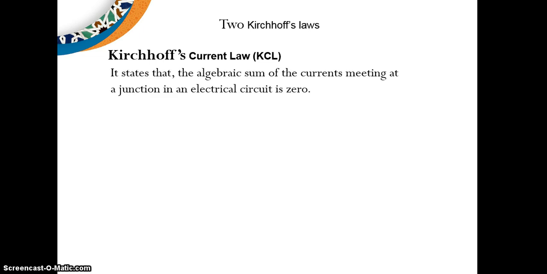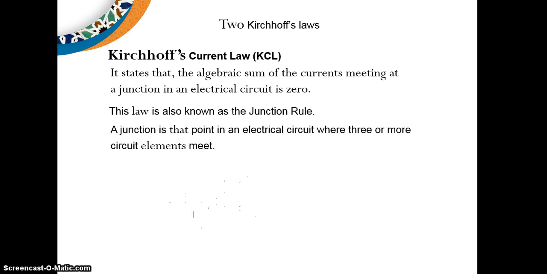There are two Kirchoff's laws. One is Kirchoff's current law or KCL. Another one is Kirchoff's voltage law or KVL. Now, what's Kirchoff's current law? KCL states that the algebraic sum of currents meeting at a junction in an electrical circuit is equal to 0.